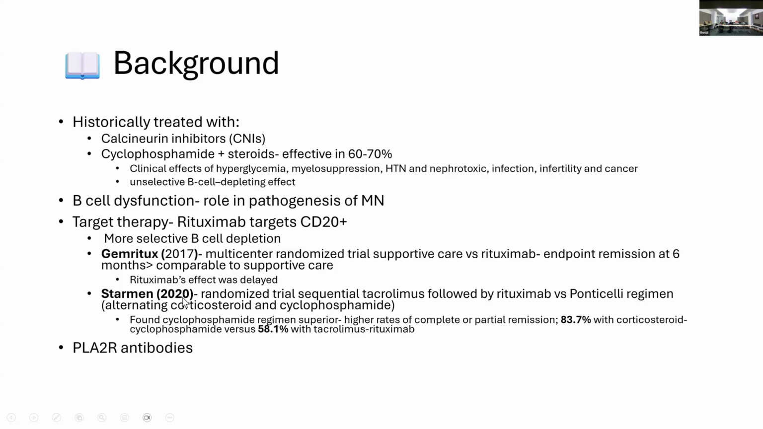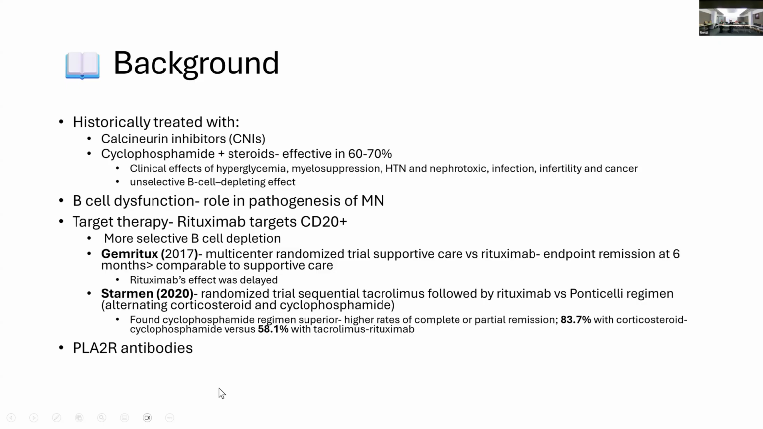And then Starman in 2020 looked at tacrolimus followed by rituximab versus the Ponticelli regimen, which was pretty much what most people were doing, with corticosteroids and cyclophosphamide. And they found that cyclophosphamide was superior, with higher rates of remission compared to tacrolimus plus rituximab.